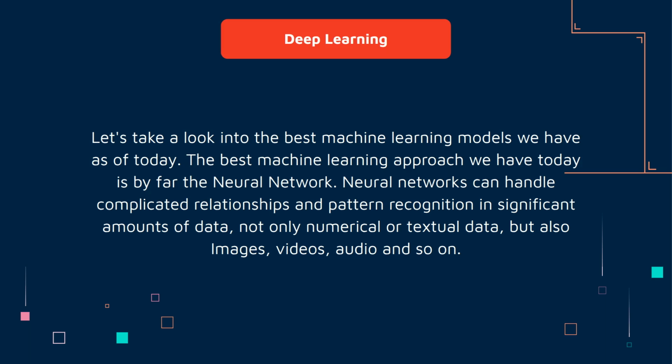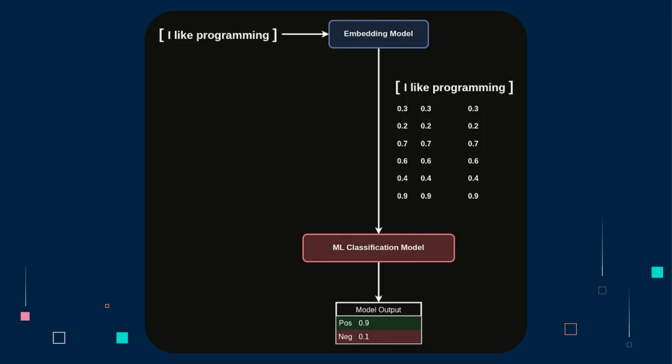One of the techniques under deep learning is neural networks. Neural networks can handle complicated relationships and patterns. So let's imagine that right now we are passing in I love programming and we're getting this array of numbers. In reality, this array of numbers could be really, really huge. It could be of many, many dimensions.